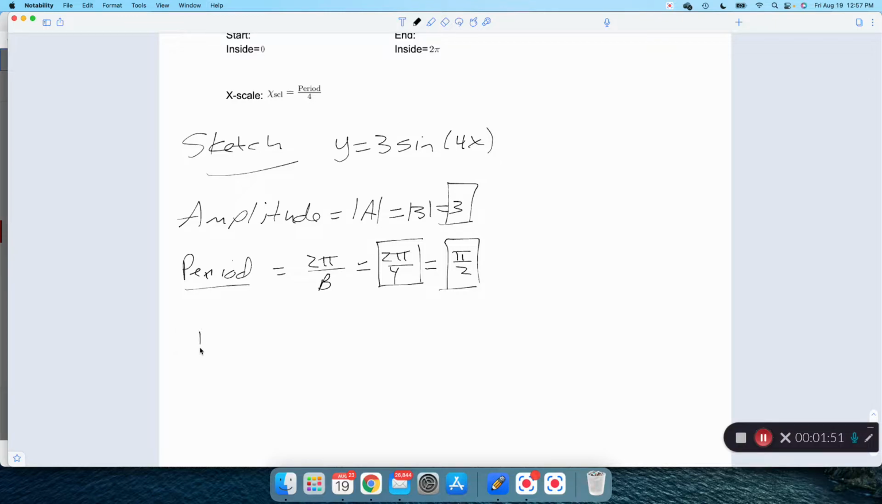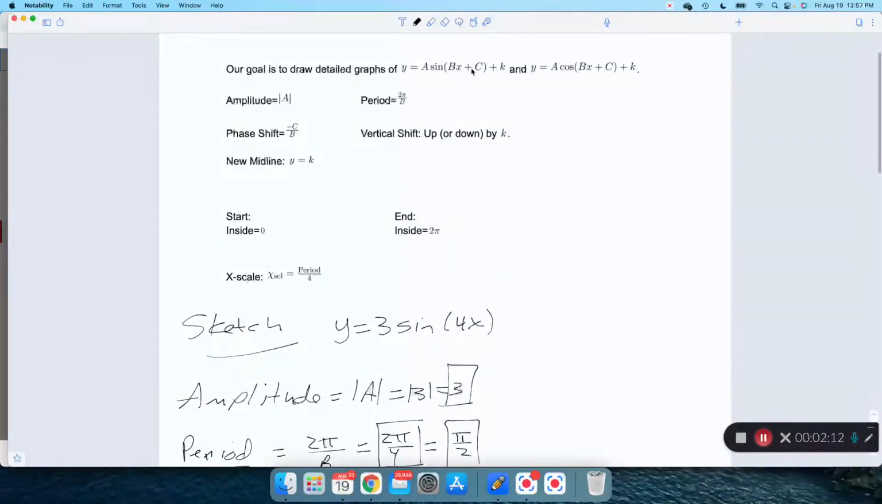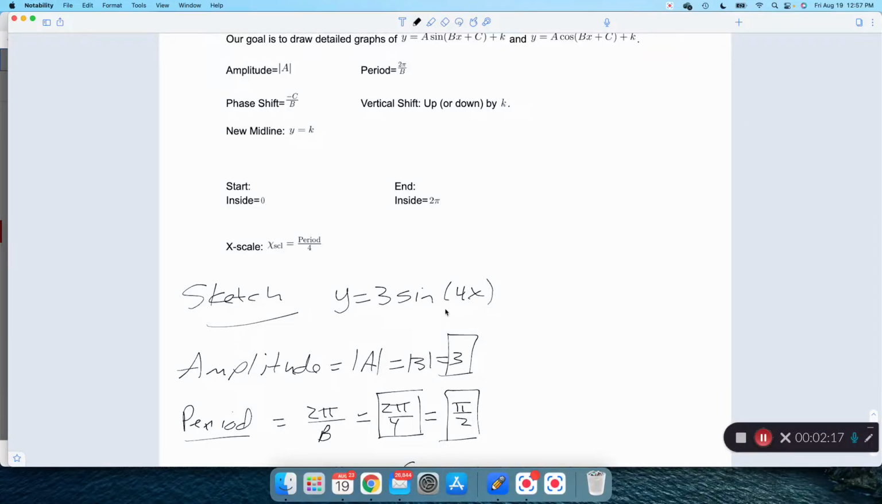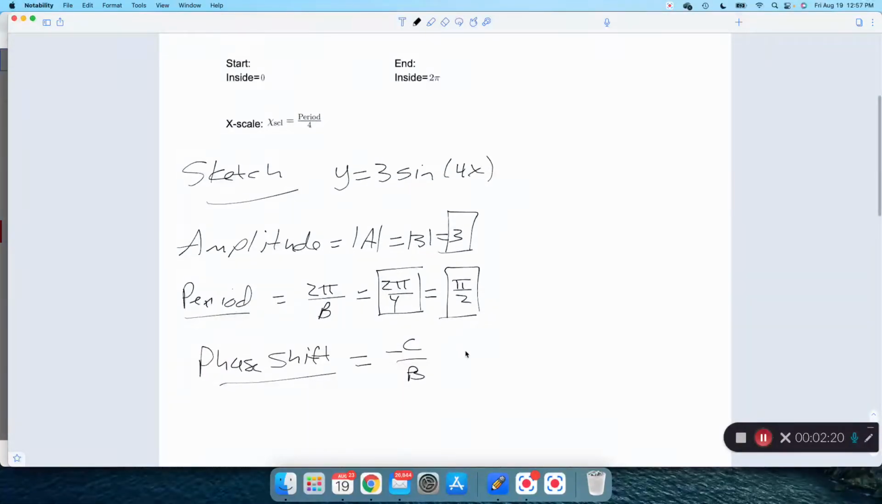Okay, next we find our phase shift. That's just a fancy way of saying horizontal shift. And the phase shift is always the opposite of C over B, where C is the number that's added or subtracted inside. Here, I don't have that. There's no plus 7 or something, or plus pi inside. So in this case, C equals 0, so there's no phase shift. I'm going to abbreviate that. No phase shift.